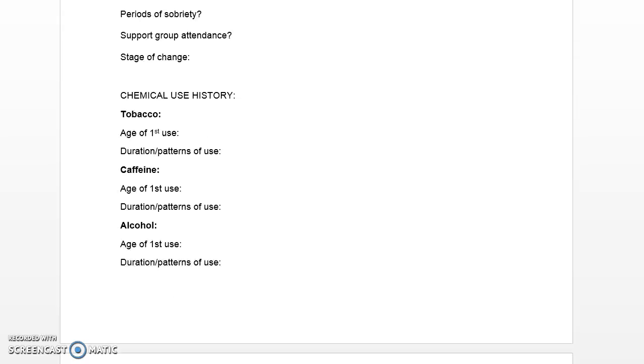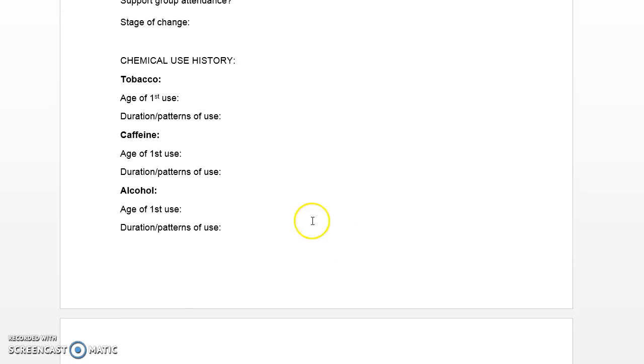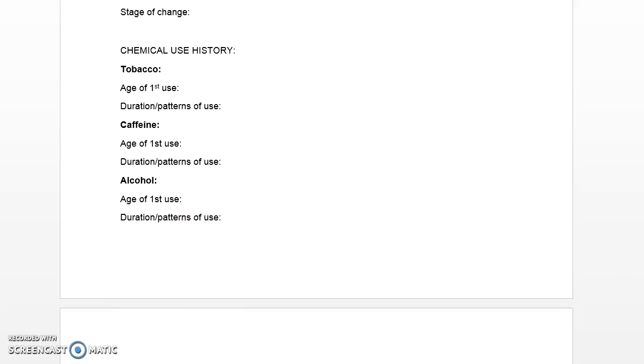Then going down to the chemical use history, you will keep this exactly how it looks. So for tobacco, age of first use, you could put 14 or 13, whatever the age was, and then duration and pattern of use. So client reports smoking a half a pack to 1 pack of cigarettes per day, or client reports chewing tobacco daily, whatever. Same thing with caffeine, alcohol. You go through all of the drugs of abuse.